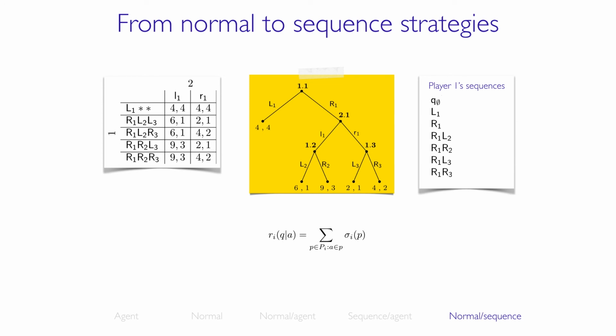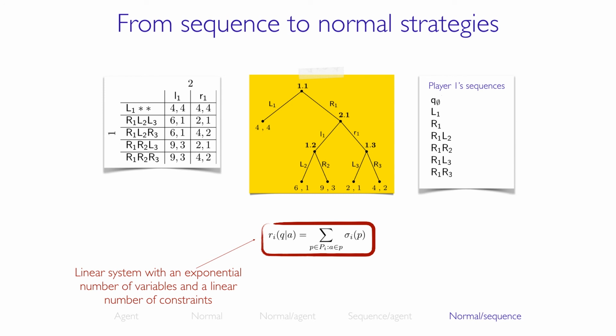Given a mixed strategy of the reduced normal form, the realization plan defined on a sequence QA, where A extends Q, can be easily found as the cumulative probability over all the plans that include action A. This shows that the relationship between the strategy of the normal form and of the sequence form is linear, differently from the relationship studied before.